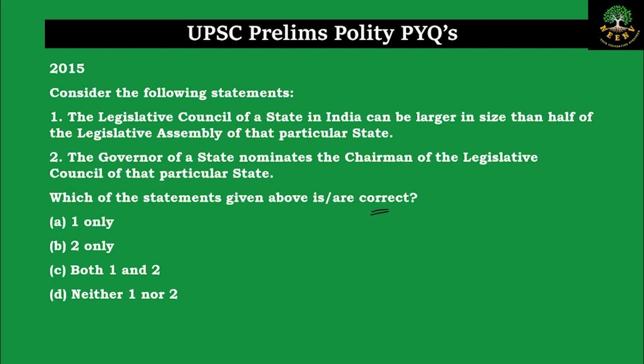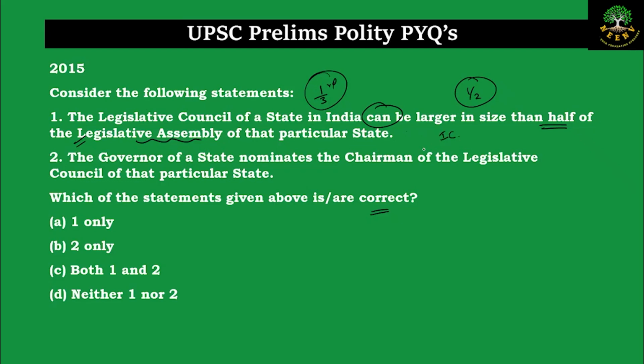If you look at statement number 1, it says that the strength of the Legislative Council can be larger than half, that is 1 by 2, of the Legislative Assembly of that particular state. But as per the provisions of the Constitution, the maximum strength of the Legislative Council of a particular state cannot be more than 1/3 of the strength of the Legislative Assembly. So it cannot be larger than 1/2. It cannot be more than 1/3 of the total strength of the Legislative Assembly of that particular state. So this statement is incorrect.